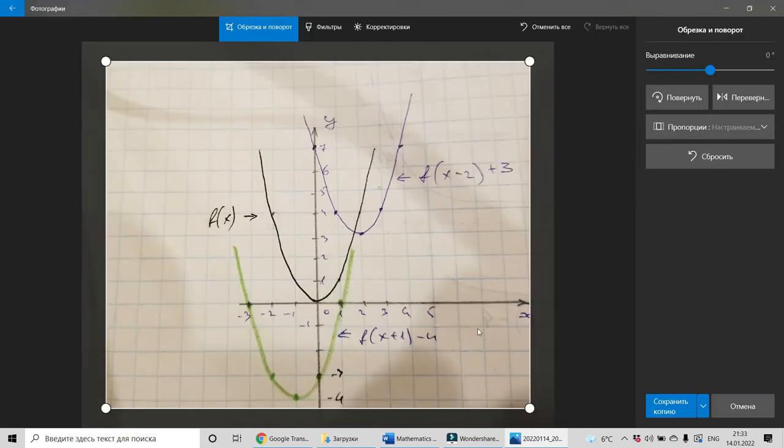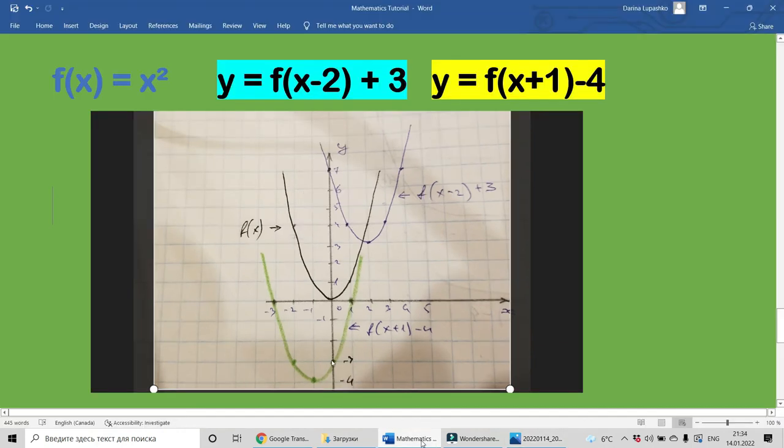Okay, and this is the third graph. We moved left because we're adding 1 for 1 unit, and we slide it down for 4 units. So (0, 0) becomes (-1, -4), and (-1, 1) became (-2, -3), and (1, 1) became (0, -3), and so on. Sketch those points. Okay, this is with the first function, and let's see another one.